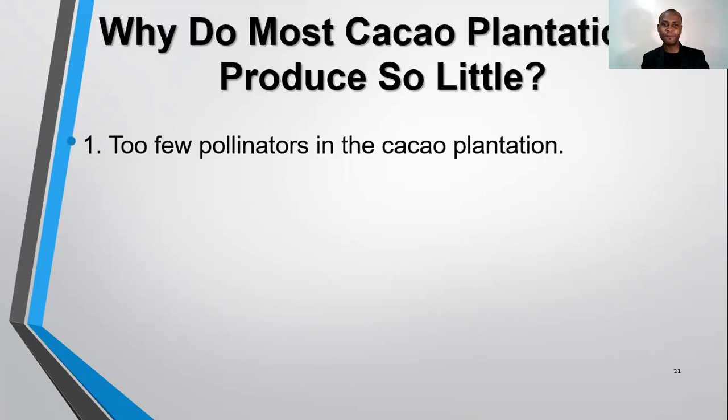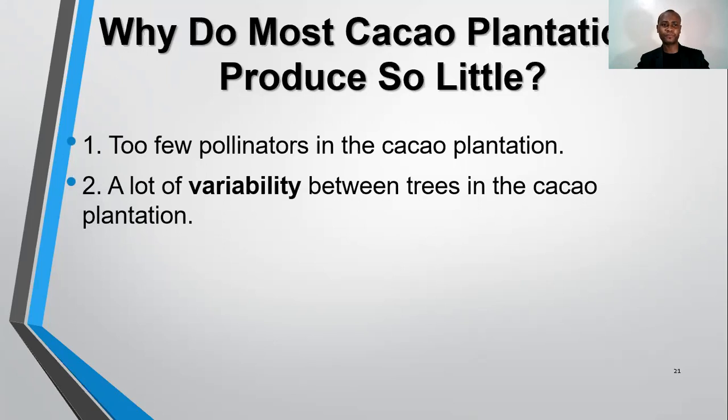Number one, too few pollinators on the cacao plantation. This is one big issue, because of weedicide, because of insecticide, and because of poor farm management. Usually there are few pollinators on the farm. And if you have few pollinators, it means that you are not going to really have a good harvest.